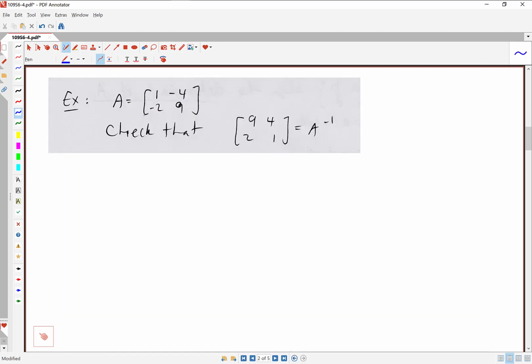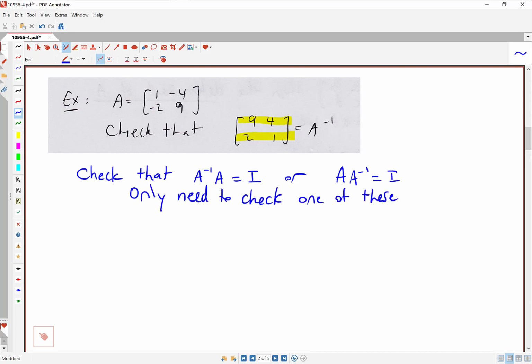So here's a 2 by 2 matrix A, and we want to check that this given matrix here, 9, 4, 2, 1, is equal to A inverse. To solve this type of problem, here's what we need to do. We can check that A inverse times A equals the identity matrix, or we can check this the other way around. We can go A times A inverse equals the identity matrix, and you only need to check one of these, because it turns out that if one of the equations is satisfied, then the other one is automatically satisfied. So it's up to you in terms of which equation you prefer.